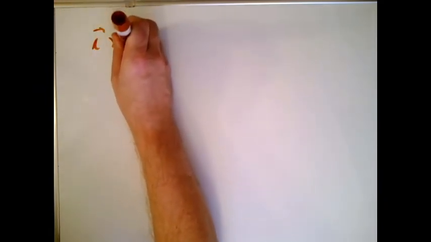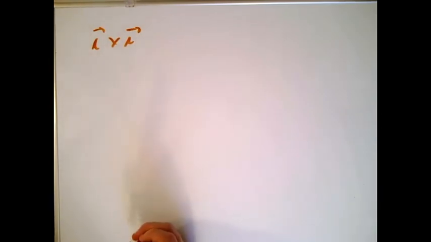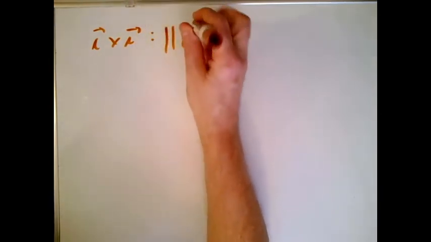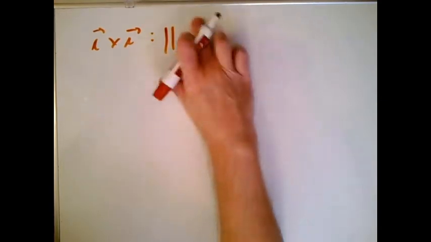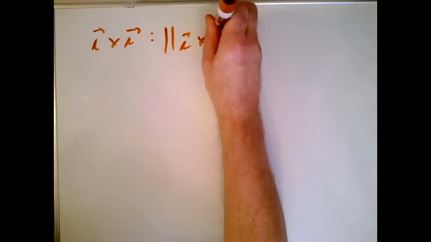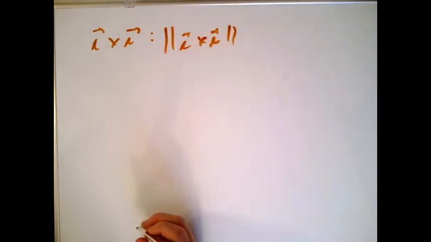Let's just do a couple of nice, easy calculations. Let's look at I cross I first. Well, let's talk about the length of I cross I. We should be able to talk about the direction. We should be able to talk about its length. Well, how do I calculate the length of I cross I?